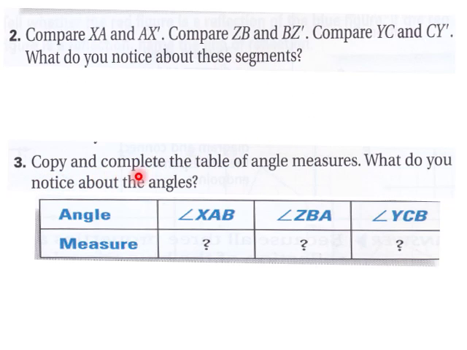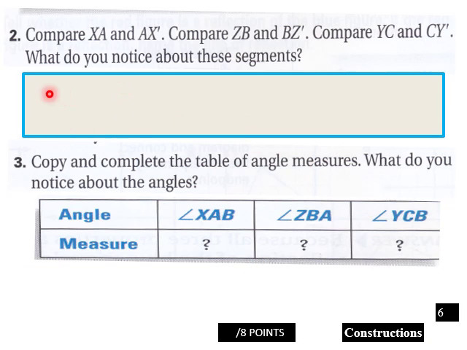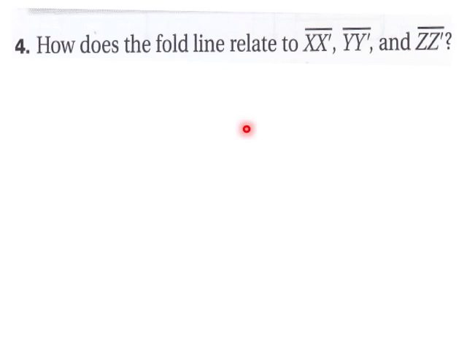Then 3, copy and complete the table. We need to measure angles here, XAB, ZBA, and YCB. Measure those angles. 8 points here. And compare, put this in your text box. What do you notice about these segments up here? Then down here, what do you notice about the angles? So make a comment here about your angle measures. Make a comment here about the lengths of these segments.